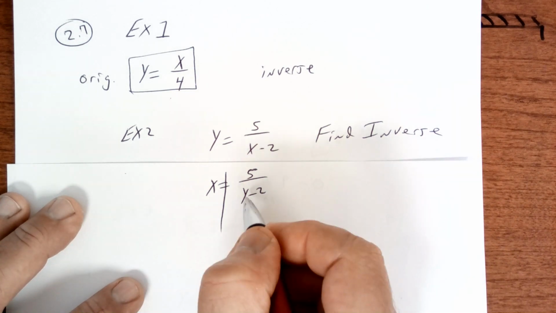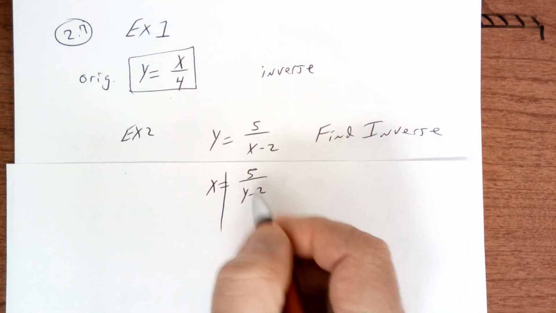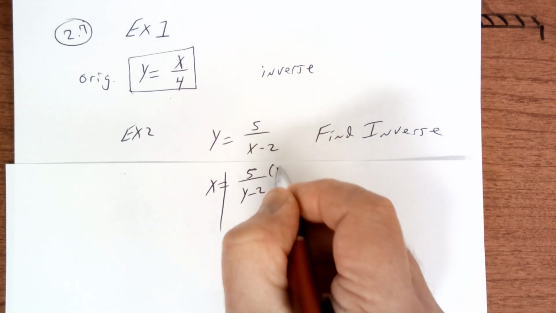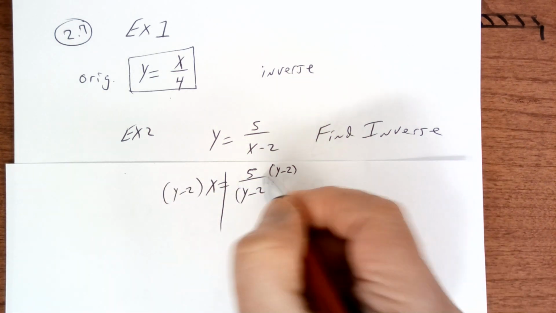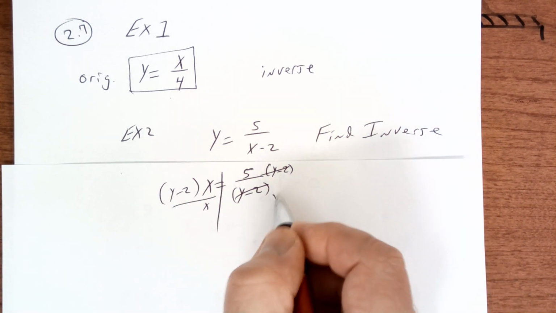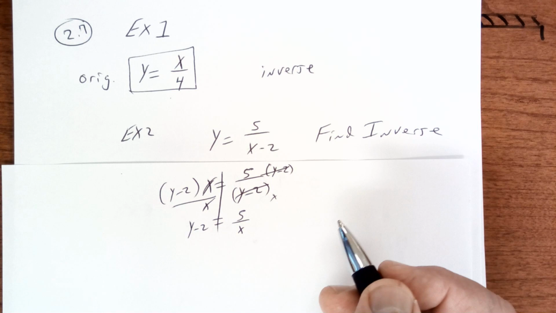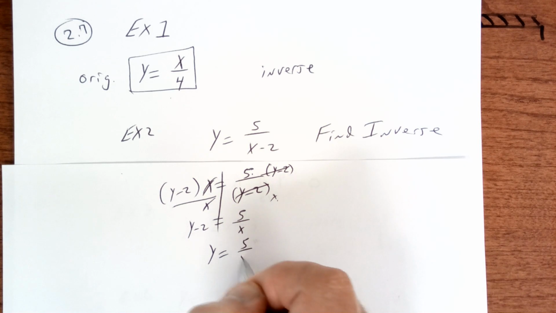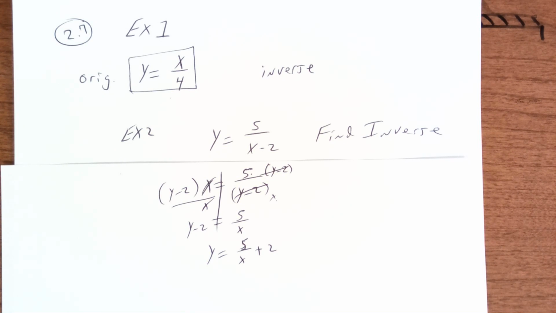So what you want to do is get y by itself. Let me think about this. Since you have a fraction here, let's just multiply by y minus 2, because that's going to get rid of the denominator. So put y minus 2, like that. This cancels. Now you're going to divide by x. So you're going to get y minus 2 is equal to 5 over x. Right? 5 over x. And then you're going to add 2. So you're going to get y equals 5 over x plus 2. And there it is. That's your inverse. So put an I right here.